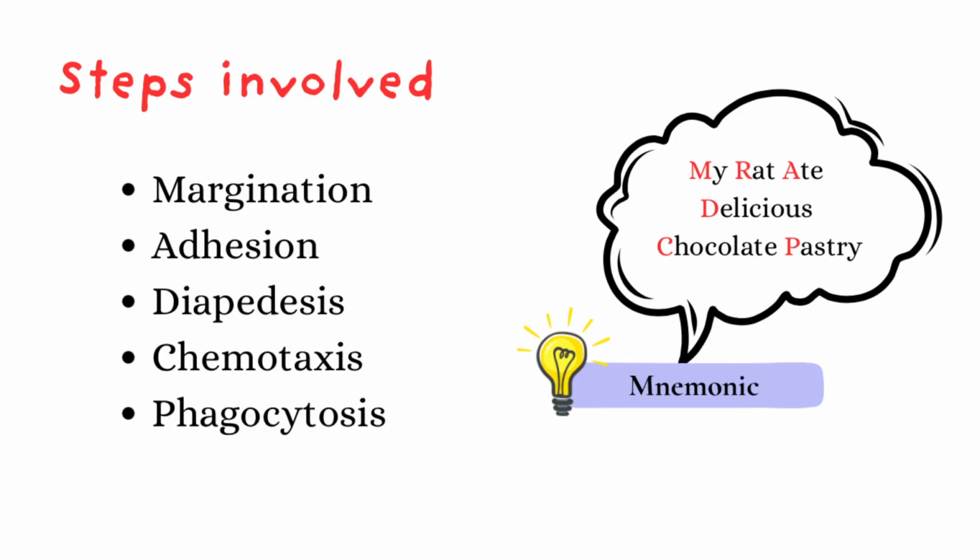As we have already discussed in the vascular events, it results in the dilation of the blood vessels, making it more permeable. Eventually, the white blood cells jump into action to hunt down and destroy the invaders. Basically, it has 5 steps, as you can see over here. It is margination, adhesion, diapedesis, chemotaxis, and phagocytosis. A small mnemonic has been provided. My rat ate delicious chocolate pastry.